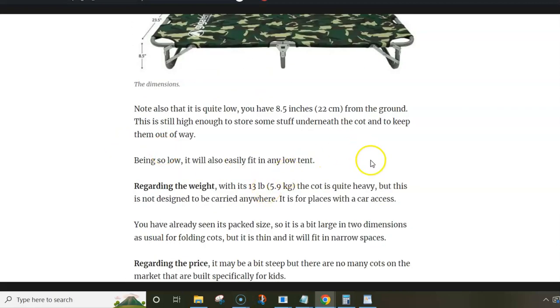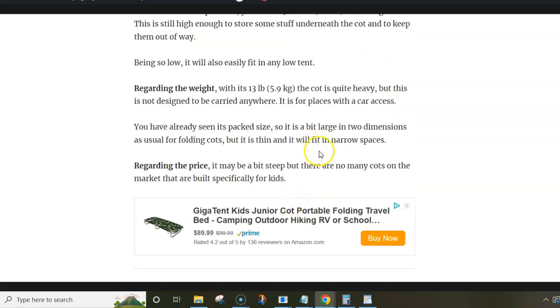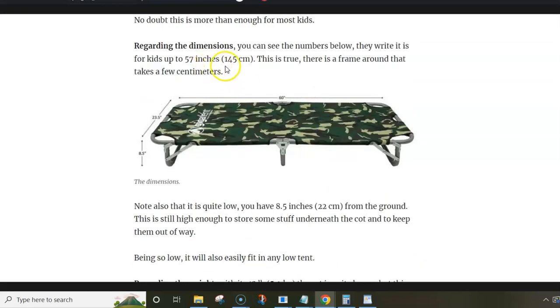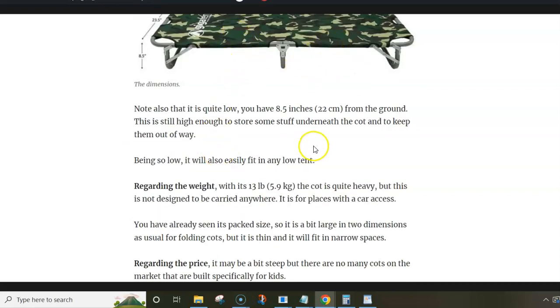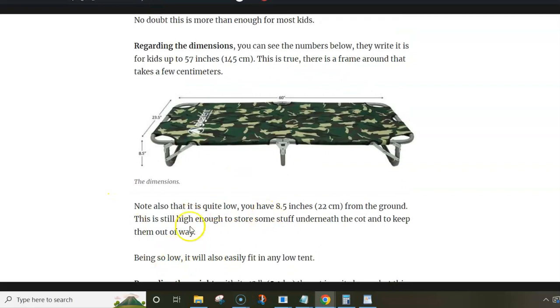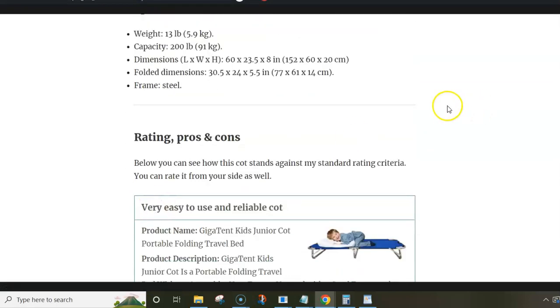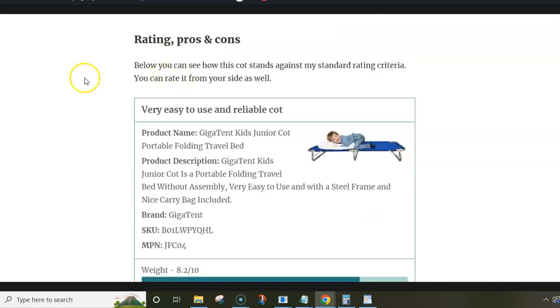Regarding the length, they say this is for kids that are up to 145 centimeters, which is reasonable because the cot itself is 60 inches, and there is a frame around, so it takes a few centimeters. And as you see also, the cot is low, only 8.5 inches, so you still have space to put some stuff underneath the cot if you are in a tent. The folded dimensions I already showed above, so it's a bit bulky, but this is still okay.